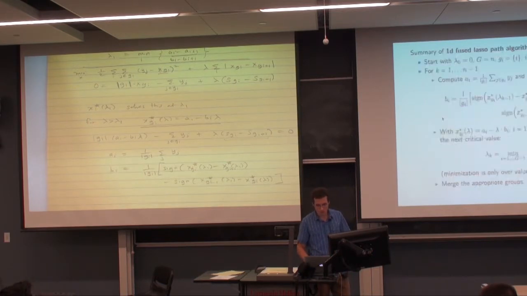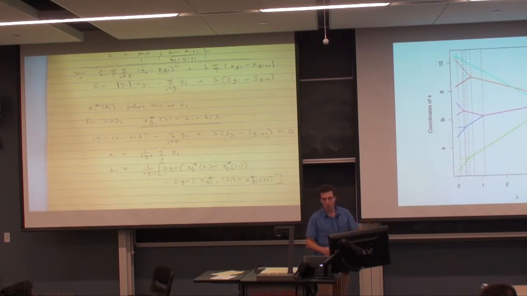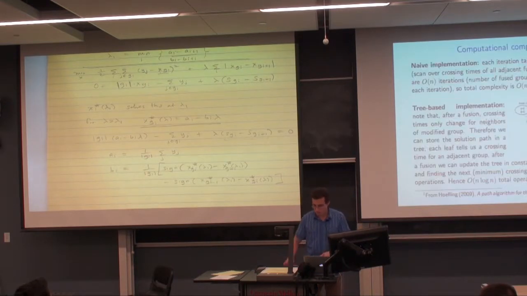So this actually gives us the whole solution path. So let's just quickly talk about computational complexity, and then we'll take a break and we'll get to more general problems. So how would you implement this?